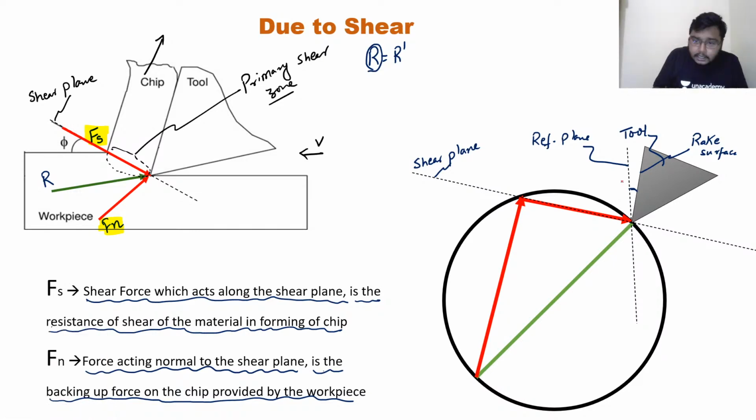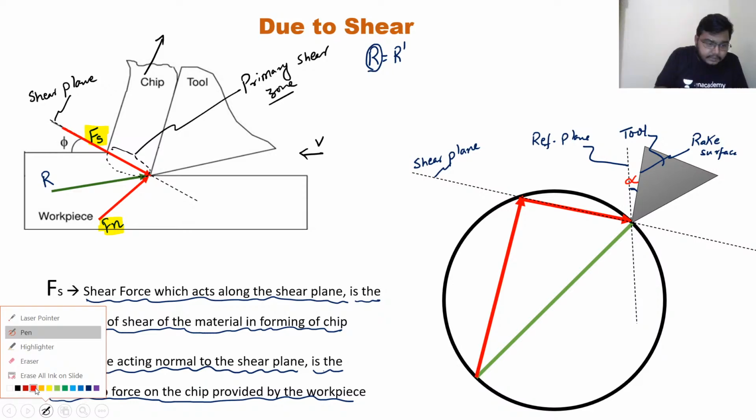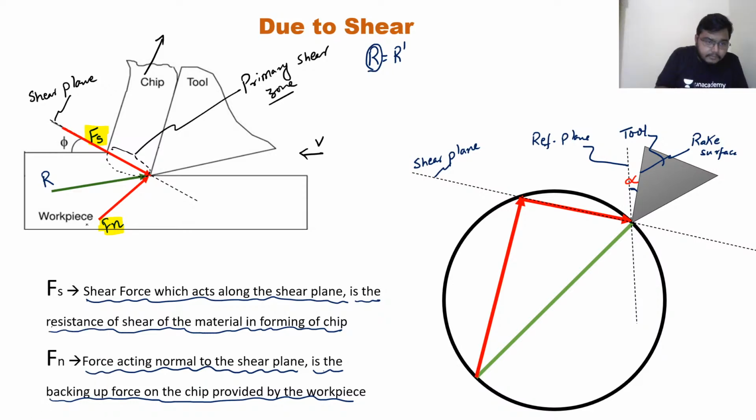I have told these things in earlier classes, sir. This angle is alpha. And see, this is what we have done. We have Fs, so this is the Fs force. Clear? And this is your Fn. This is Fn, and this is your R.